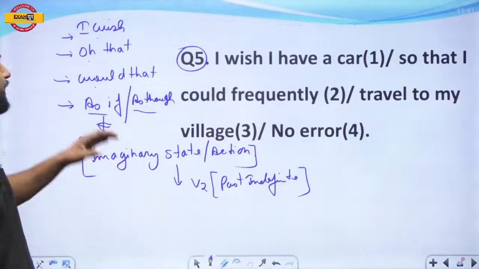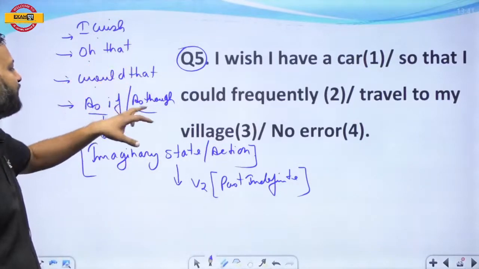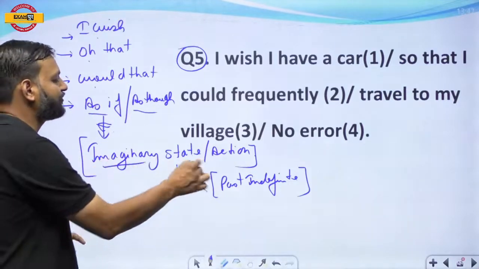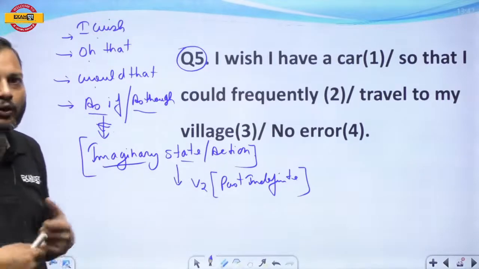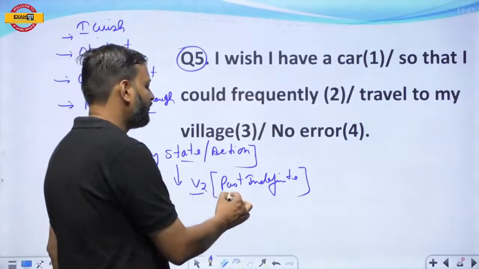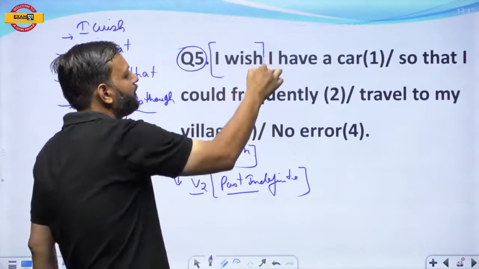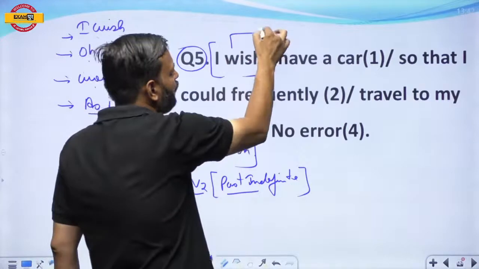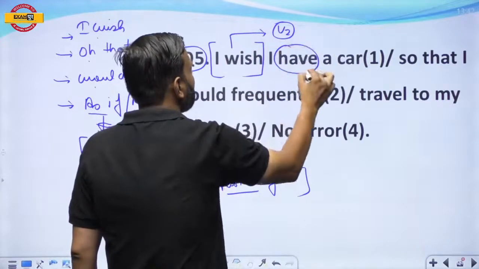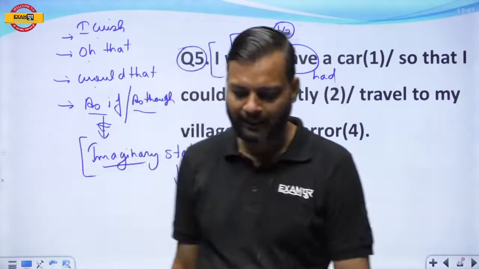So whenever there is I wish, oh that, would that, as if, and as though in a sentence, it means the sentence has an imaginary state or action, and to denote an imaginary action or state you have to use the second form of the verb, which is past indefinite. So here we have I wish. That means it has to be followed by the second form. So in place of have we have to use had.